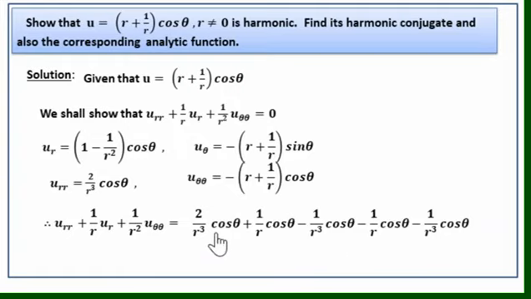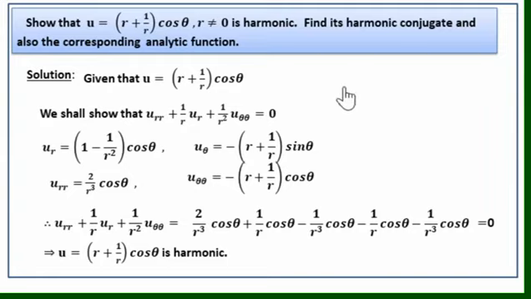So we have 2 by r cube cos theta minus 1 by r cube cos theta minus 1 by r cube cos theta, which is minus 2 by r cube cos theta. So this cancels. Next we have 1 by r cos theta minus 1 by r cos theta, which cancels. So we get this equal to 0. That implies the given function u is harmonic. That completes the first part of the problem.